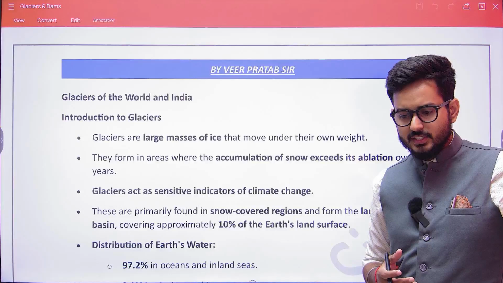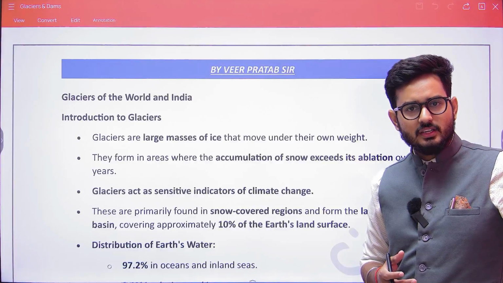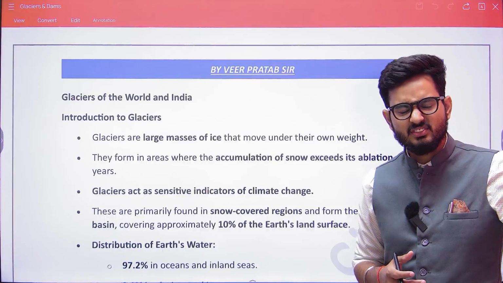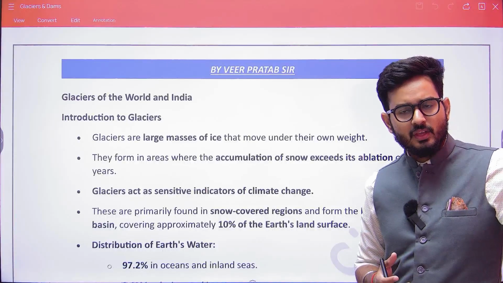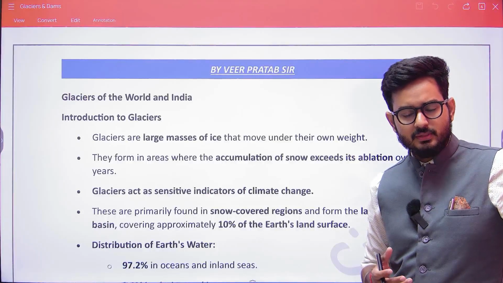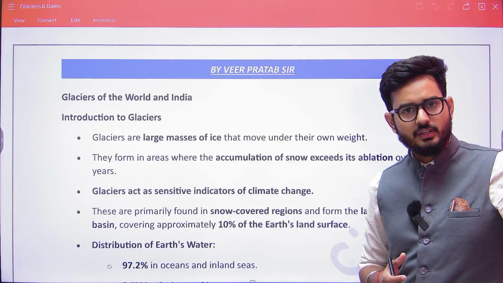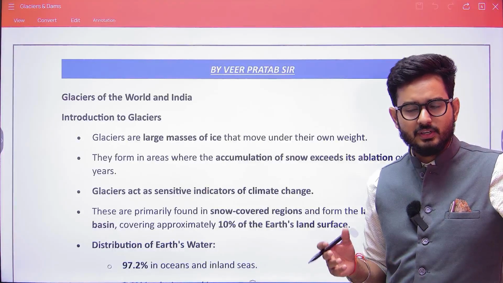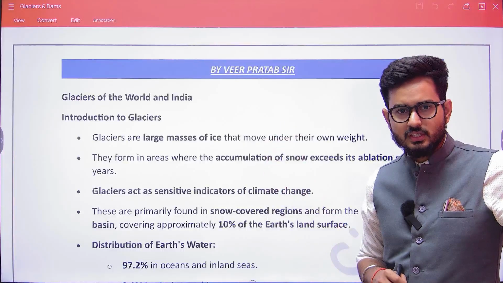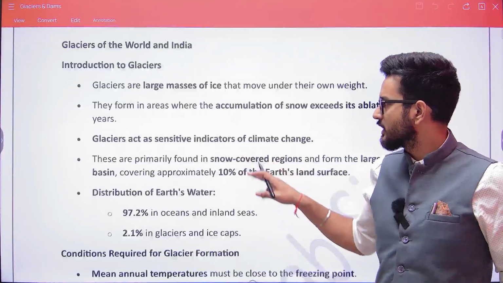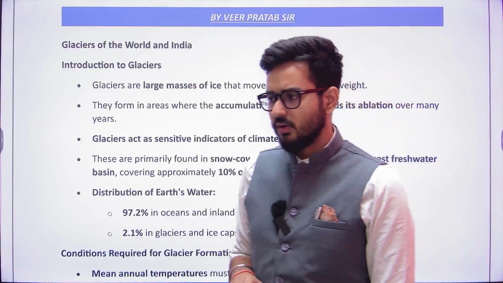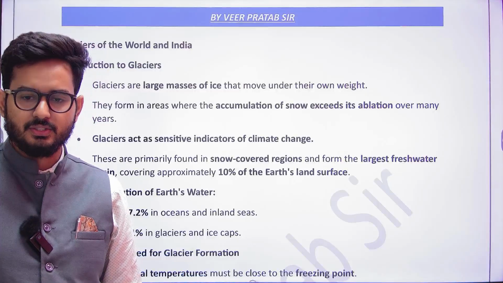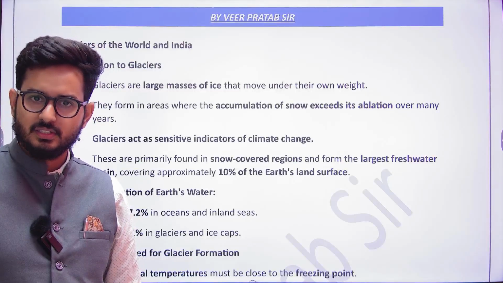So when we talk about glaciers, how are they generally formed? Glaciers are formed because of the freezing of water. Whenever the temperature goes below the freezing point, the water freezes into ice. That is how things generally happen here. Now, around 2 to 3% of the earth's water is there in the glaciers, and 97% of the water is there in the oceans.